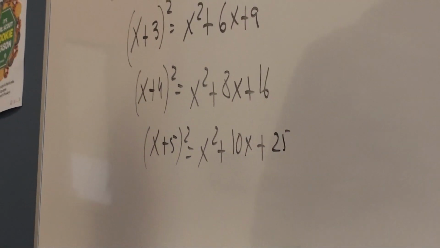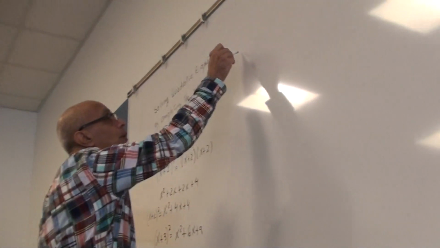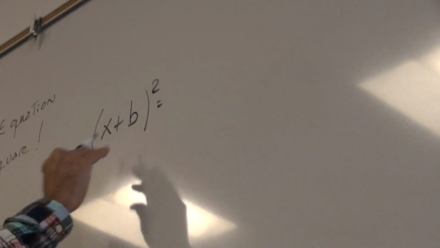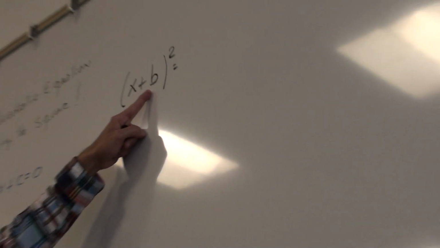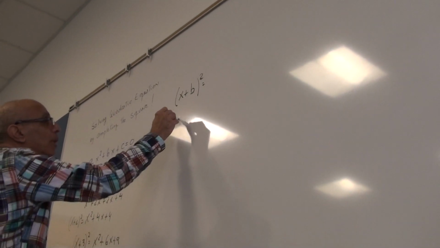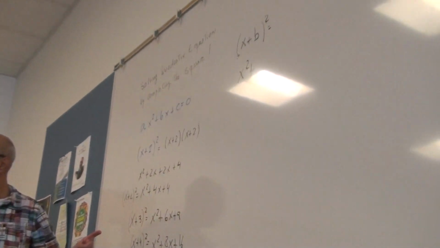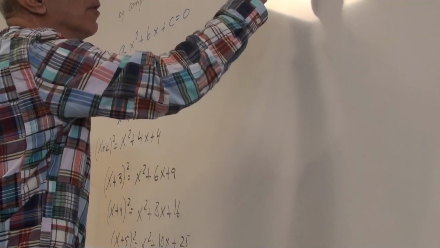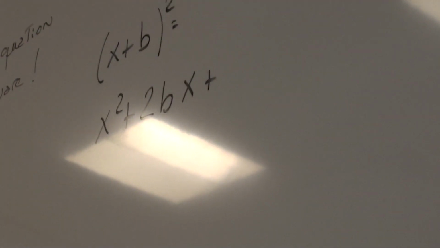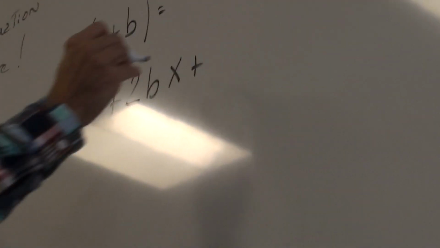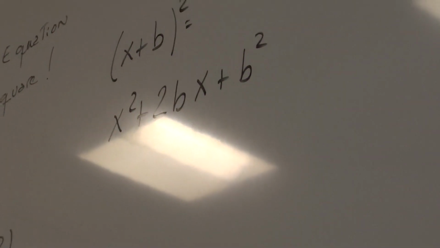I think now we can generalize. If I have any binomial, and I say b instead of a specific number, I'm generalizing here. It can be any number. So what's going to be the formula? It's going to be x squared plus what? Just look at this pattern. 2b, very good. 2bx plus b squared. So it's good to have this in mind.